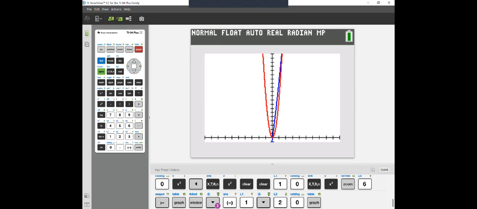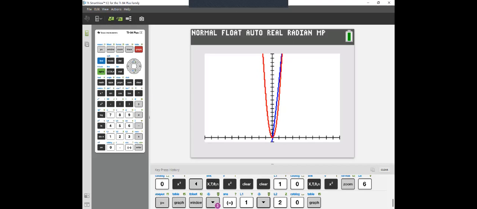Anyone want to take a guess at what x value this is going to be? 0 would make sense, right? And if you look at the equation, if I plug 0 in for x, what would I get? 0, right? 0 equals 0. That's a good thing.